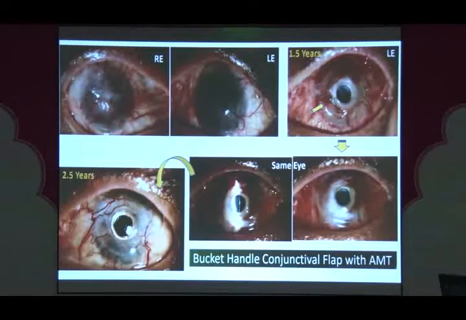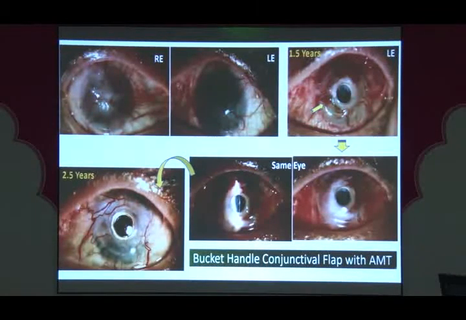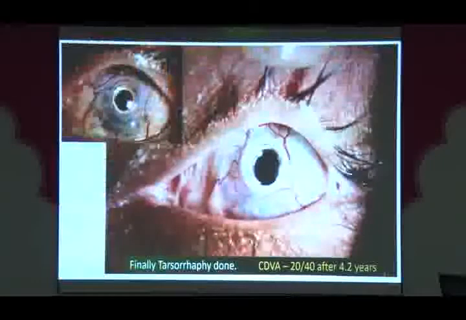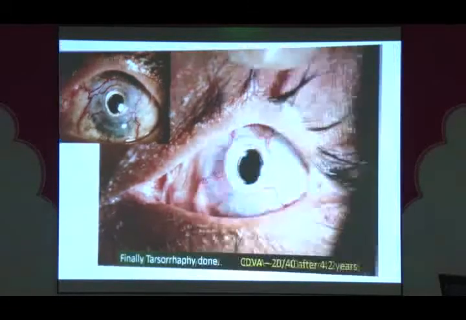So after 1.5 years, as Shayan was telling, we always try to cover it, try to give more vascularization. Still there is a gap. So I did a bucket handle type of conjunctival flap with amniotic membrane. This is 2.5 years. Then I did lateral tarsorrhaphy here. And this is after 4.5 years. This patient is still following up right now, at 6 years.